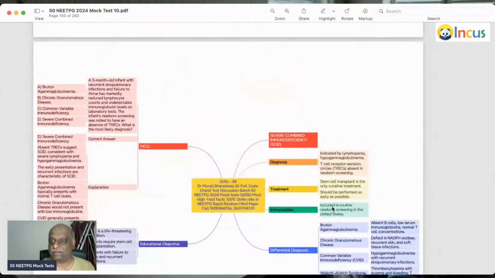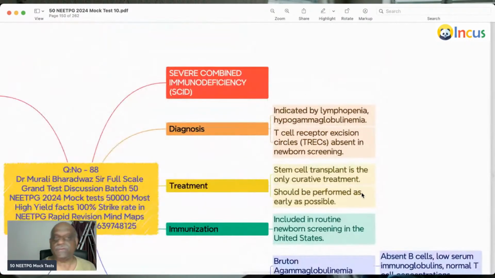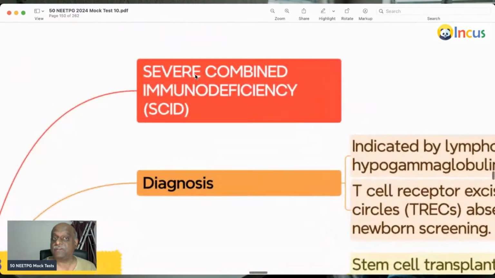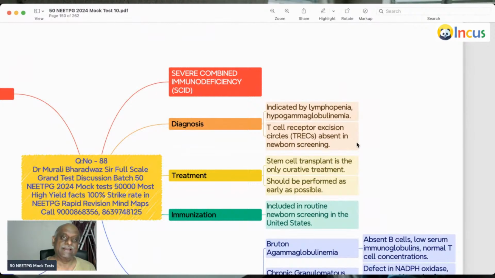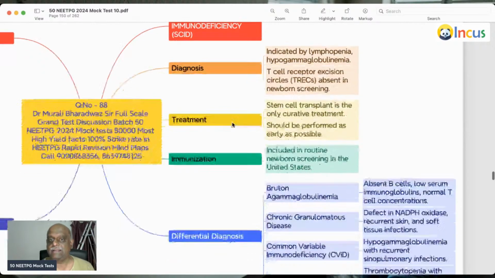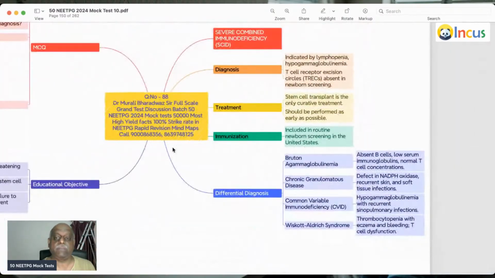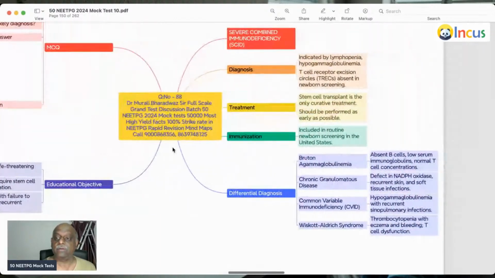Absent TREC. What is meant by TREC, doctor? T-cell receptor excision circles. In the newborn screening, absent TREC is characteristic of severe combined immunodeficiency, where there's lymphopenia, hypogammaglobulinemia. And what is the treatment of SCID? Stem cell transplant is the only curative treatment which needs to be performed.